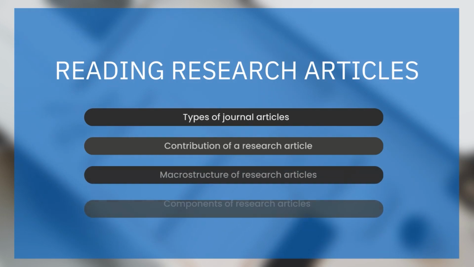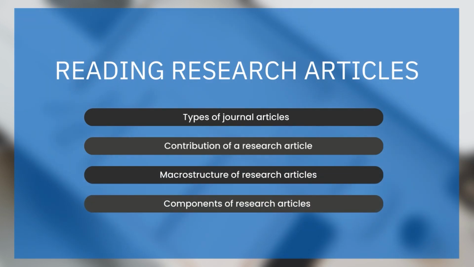This is our fifth unit, and in this unit we're going to be looking at reading research articles. First, we'll look at the types of research articles, then the contribution of a research article and where to find it, then the macro structure, and the particular parts of a research article.